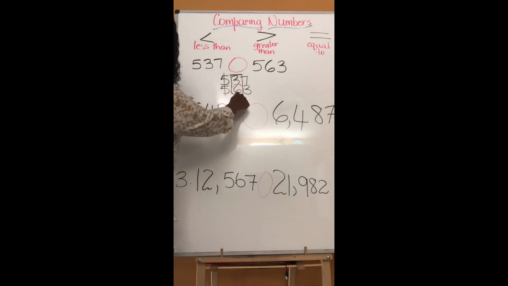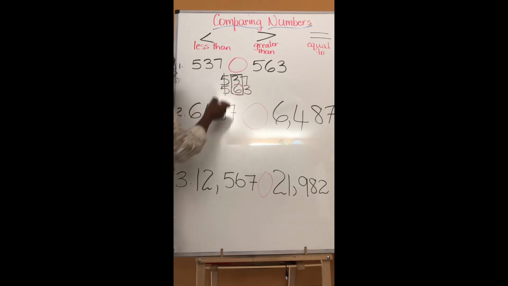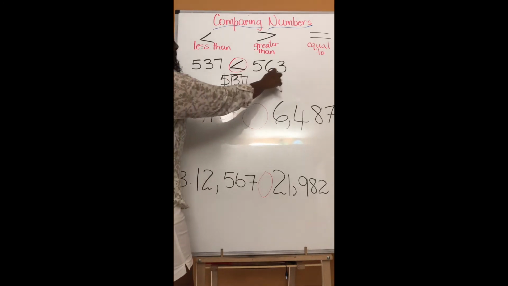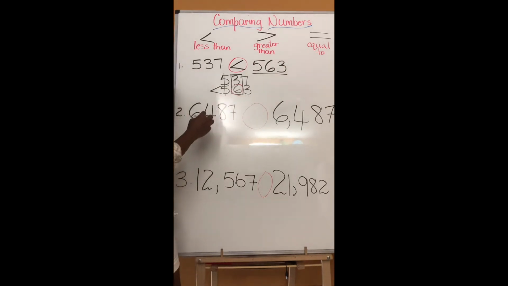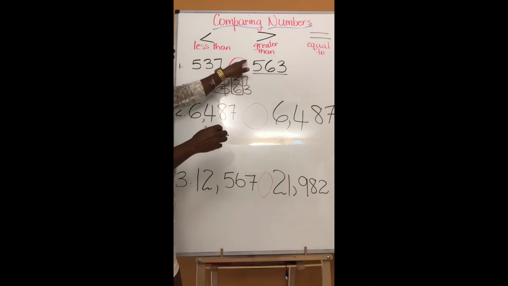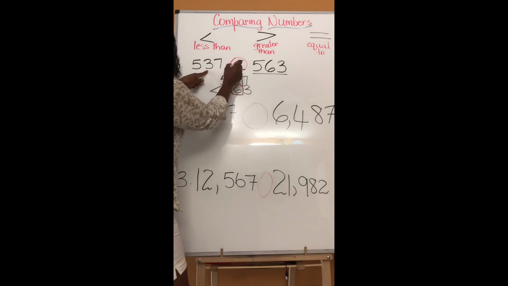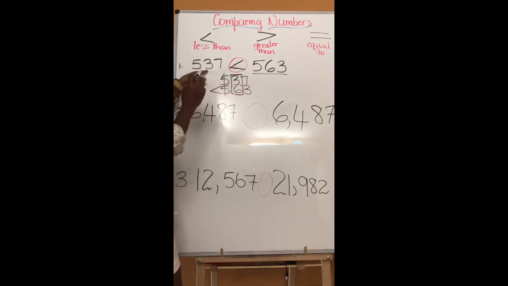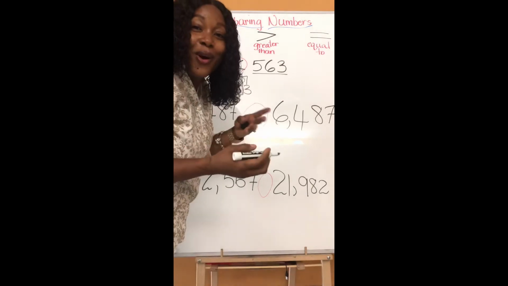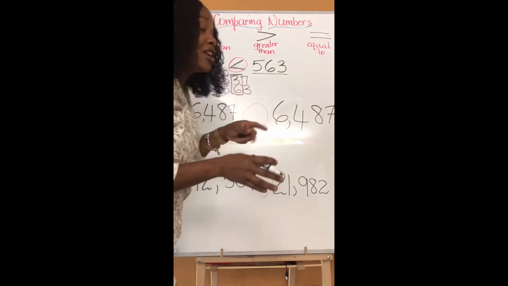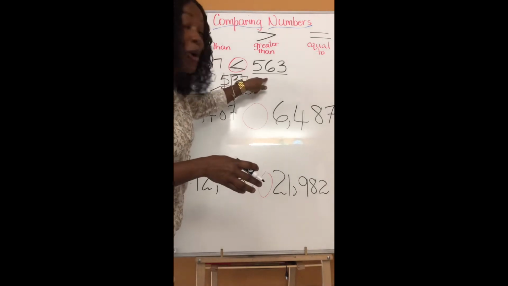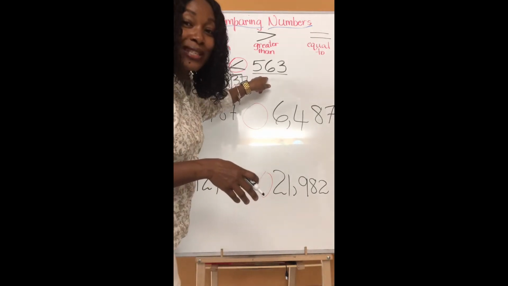Therefore, 563 is greater than 537. So the shark is going to open its mouth to the bigger number. So here we go. 563. That's the bigger number, so the shark is going to open its mouth towards that number. 537, that's the smaller number, so here goes the shark turning its back to the small number. If the shark is in the water and there's a big fish and a little fish, the shark is going to turn its back to the little fish and open its mouth to the bigger fish. That's the one it's going to eat.